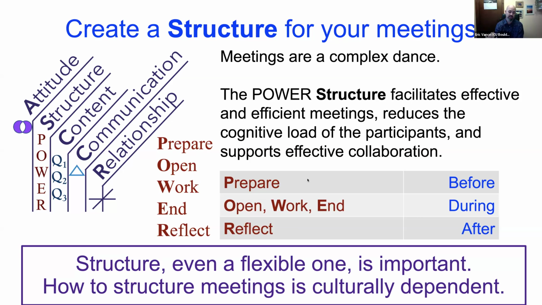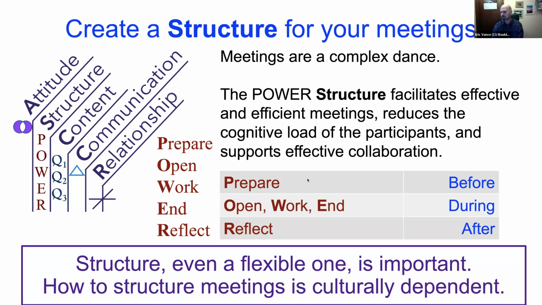And finally, reflecting. Reflect is the last piece of this power. It's through the reflection of what went well, what didn't go well, that we can continually improve how we conduct meetings. And the better we get at meetings, the better we get at our collaboration. So I think structure, even a flexible one, is important. How these meetings are structured might be culturally dependent.